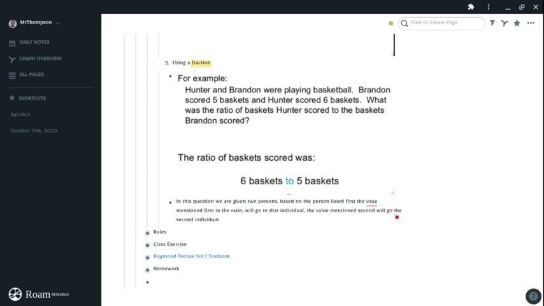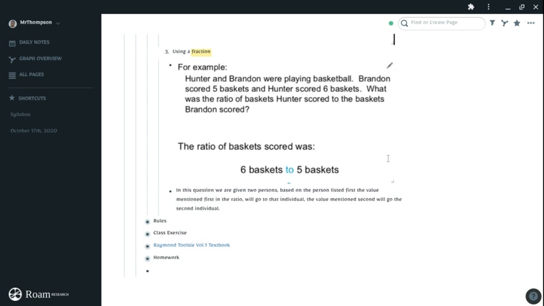So let me know when you're finished, and I'm going to explain why we say ratio of 6 baskets to 5 rather than us saying 5 baskets to 6. Understand? Because there's a reason behind why we say that position first.